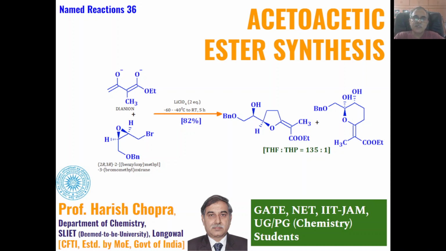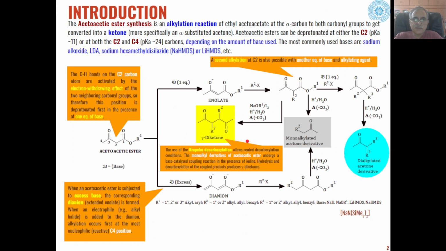Dear students, this is our 36th lecture on named reactions, and in today's lecture we will discuss acetoacetic ester synthesis. Acetoacetic ester synthesis is basically an alkylation reaction where the ethyl acetoacetate will be alkylated at either the 2 position or the 4 position, depending upon the kind of conditions used for this transformation.